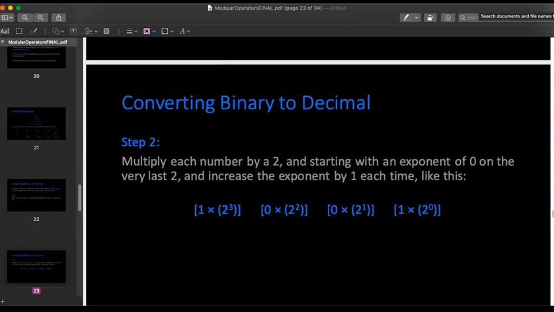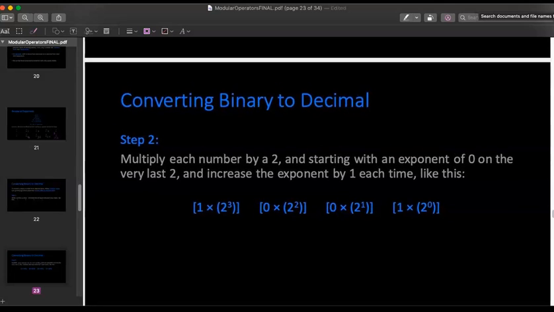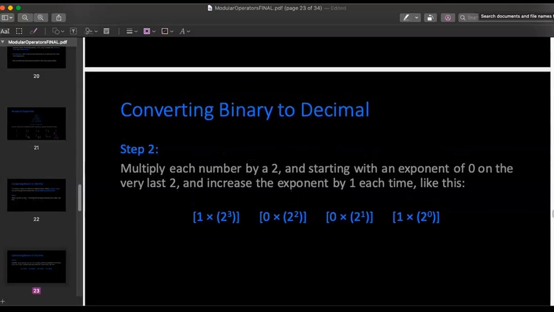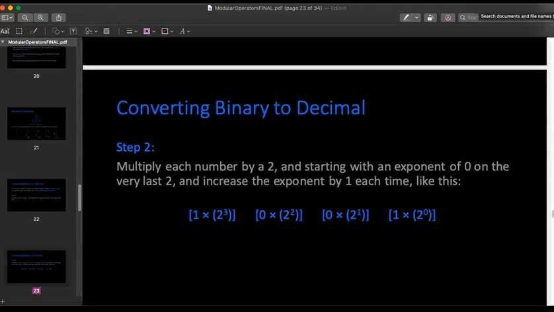So we're just going to multiply each number by 2, starting with an exponent of 0 on the very last 2, and increasing the exponent by 1 each time.